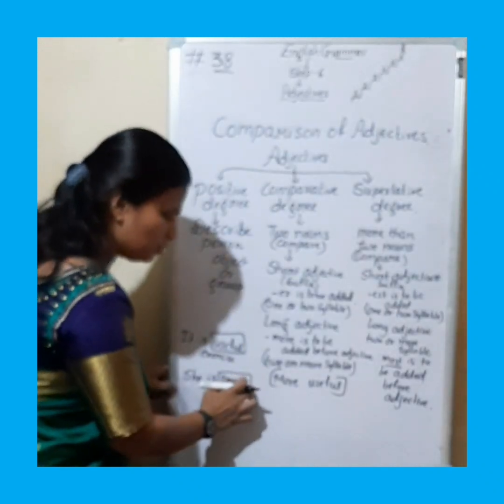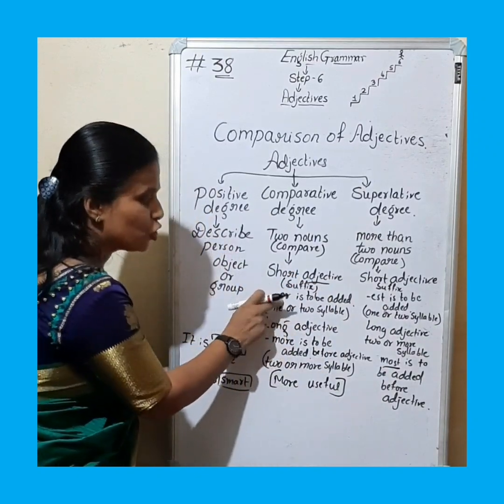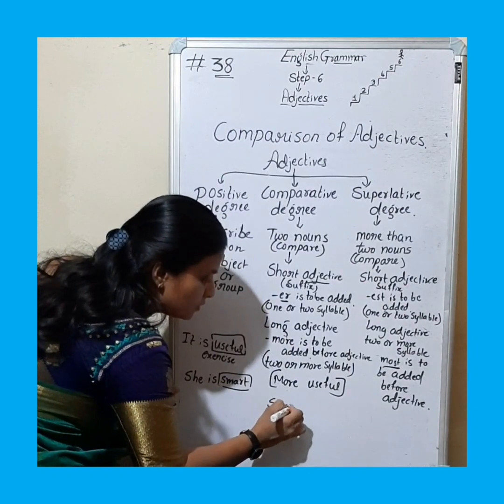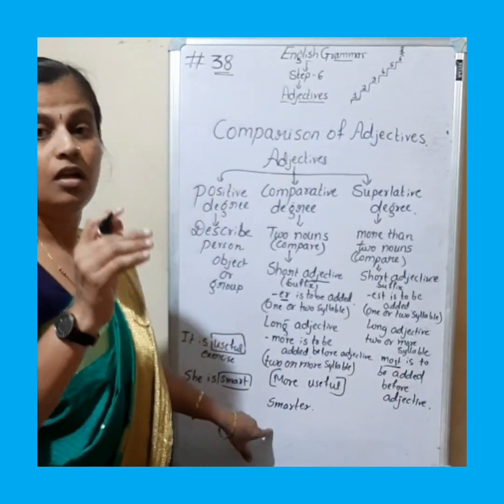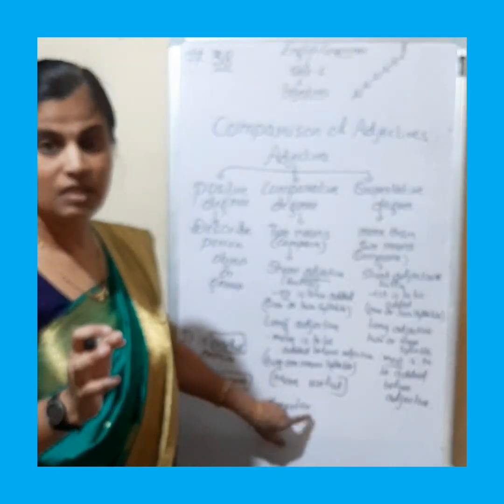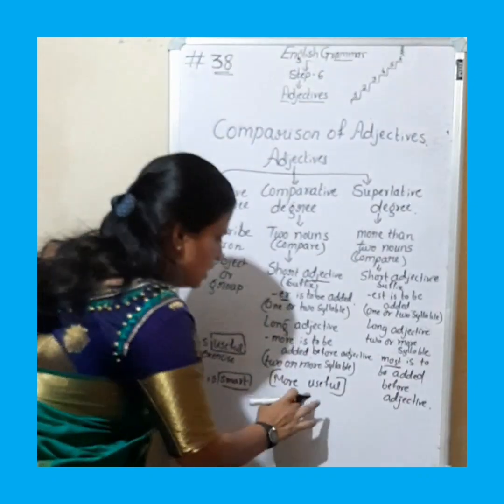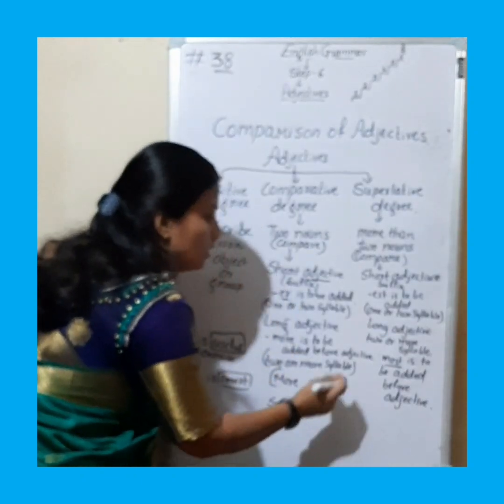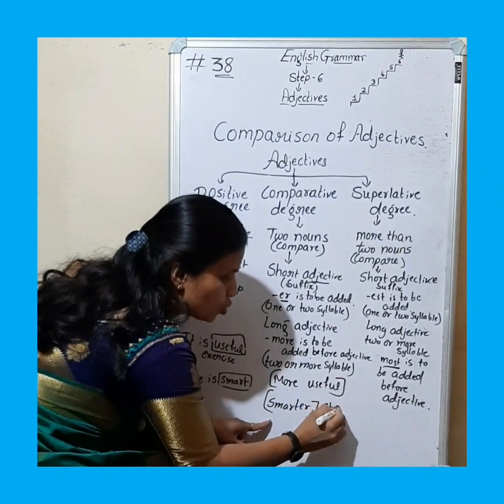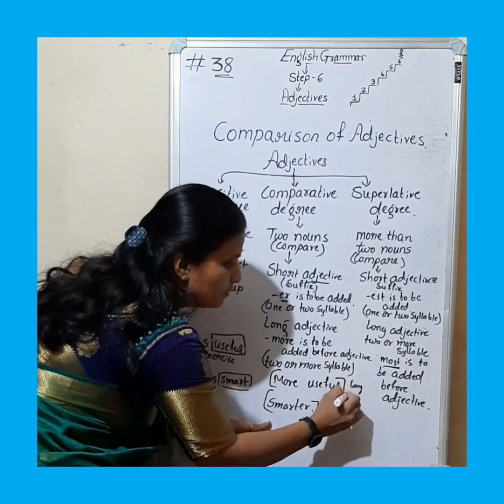Now for example the word smart, which is a short adjective. What is to be done for a short adjective? Er is to be added: smarter. She is smarter than her. Here I am using the suffix er because I am comparing one with another. Now let us have a look at this. In this comparative degree you can see this is a short adjective and this is a long adjective.